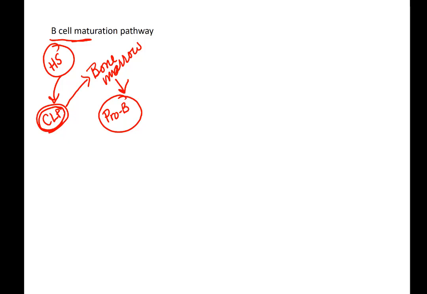Okay? So here, we have this common lymphoid progenitor. This is going to stay technically in the bone marrow. And it's going to start receiving signals that you are now a B cell. You are in the Air Force now.